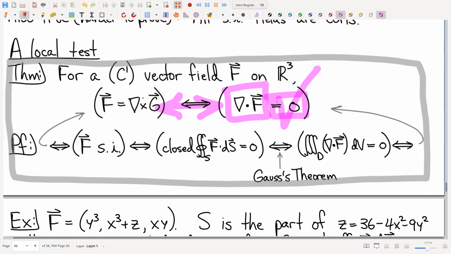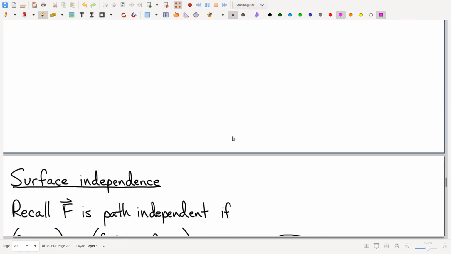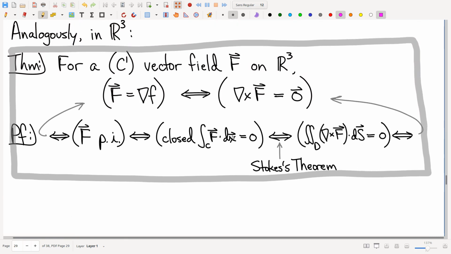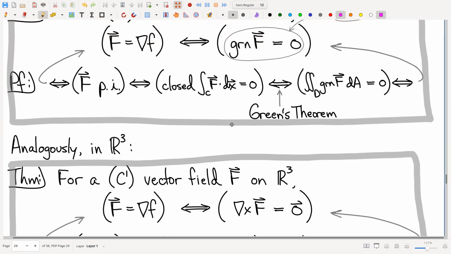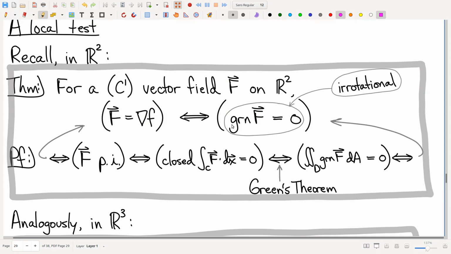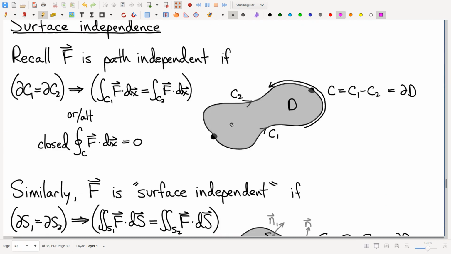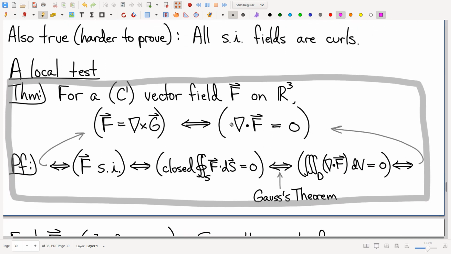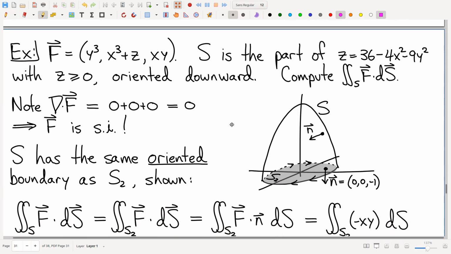Again, it's really worth taking a little bit of time to digest not only how this argument works, but how this argument is morally the same as this argument, which is morally the same as this argument. They're shameless rip-offs of each other. Okay. Let's do an example.